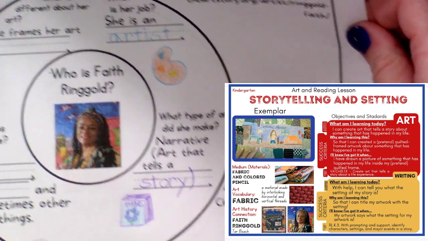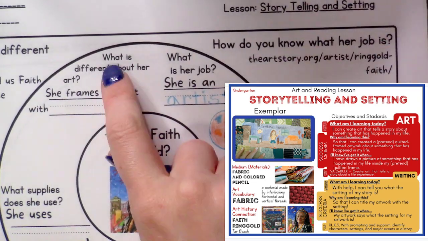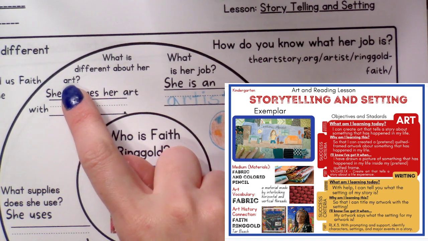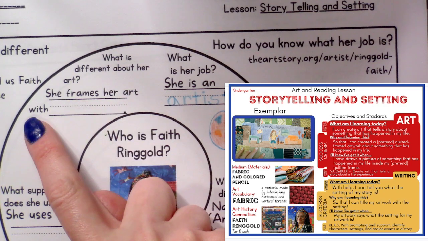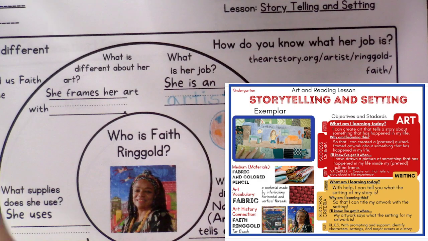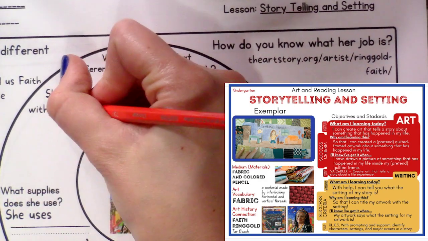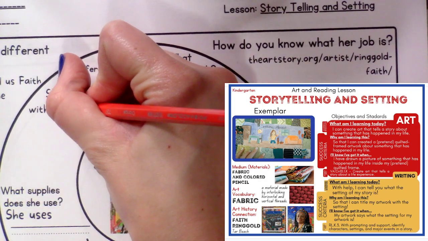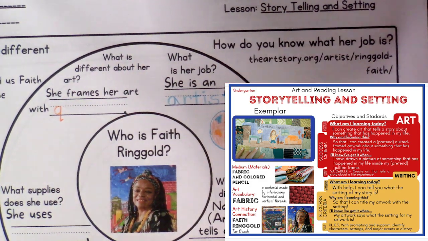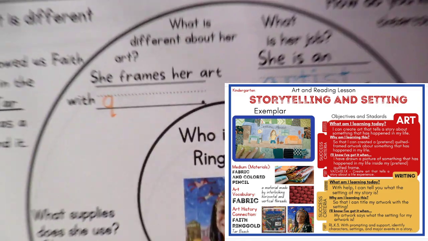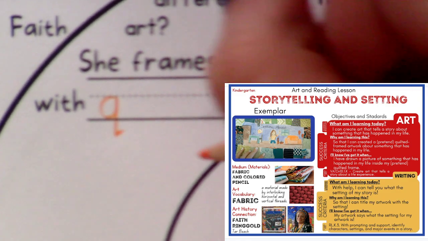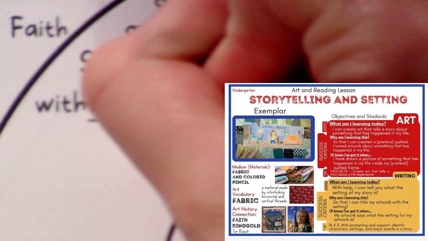Okay. And now let's go to this one. What is different about her art? She frames her art with quilts. Q, so that's a circle, down, and up. Zoom in a bit. U is a curve and down.